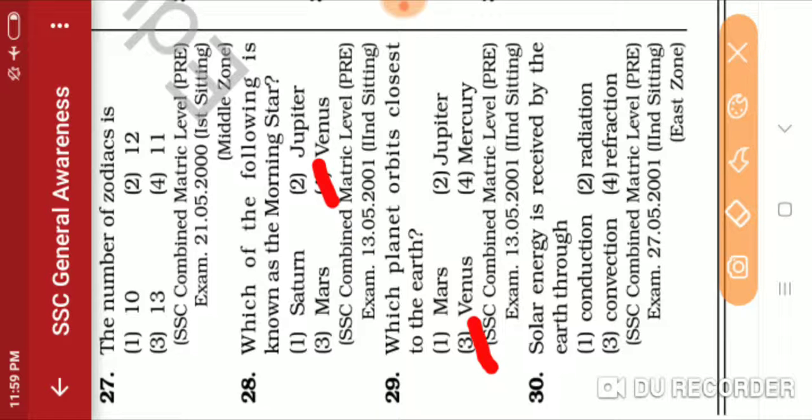Solar energy is received by the Earth through. So always remember that Earth gets heat or solar energy because of radiation. We don't take the sun's heat directly. The Earth gets heated always by radiation. Radiation. Okay. Next question.